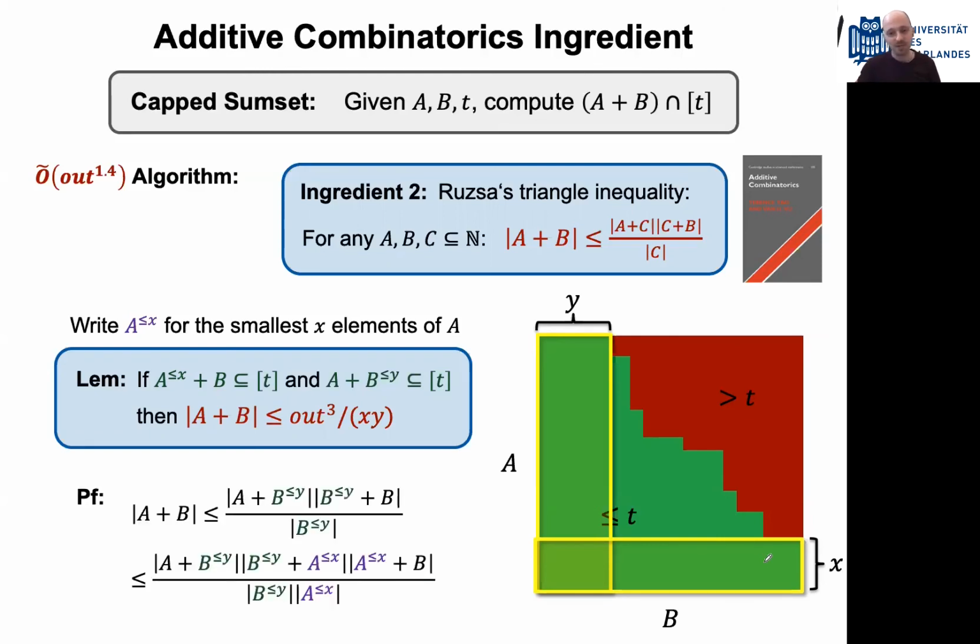I claim that it follows very easily from Ruzsa's triangle inequality. What you do is to apply it once. First you introduce the set B at most y, then you apply it again on this term here and introduce the set A at most x. What you get is this here, where the numerator contains A plus B at most y as a product, then B at most y plus A at most x, and then A at most x plus B. All of these three terms are within the green region, so they're all bounded by the output size out. So the numerator here is out cubed, and the denominator is x times y, so we immediately get this lemma.